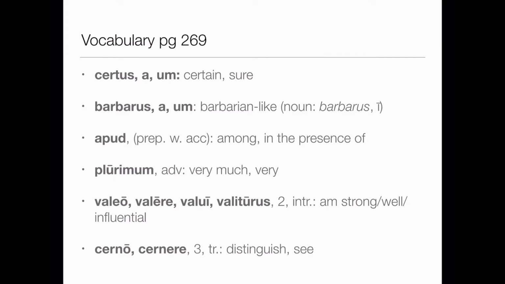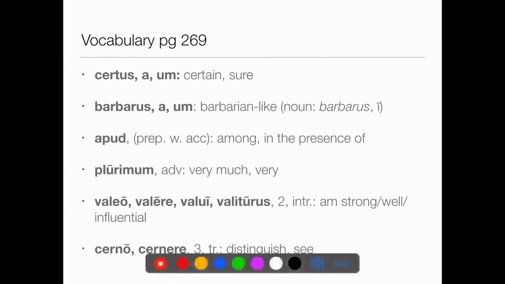You can see here we have certus, a, um, which means certain or sure. That's an adjective that's going to decline like the first and second declension adjectives. There's also barbarus, a, um, which means barbarian-like, and it is also a first and second declension adjective.